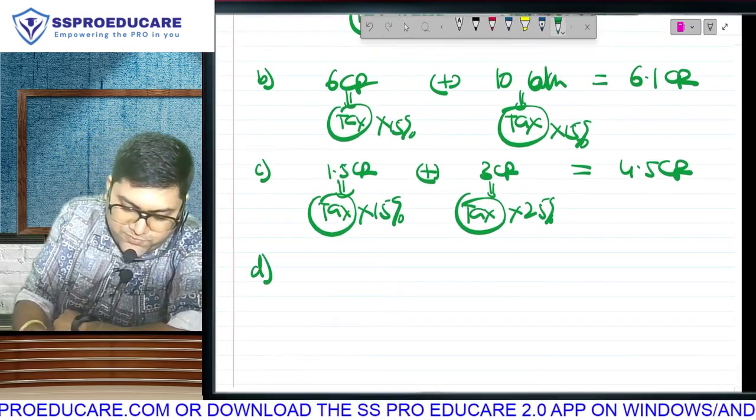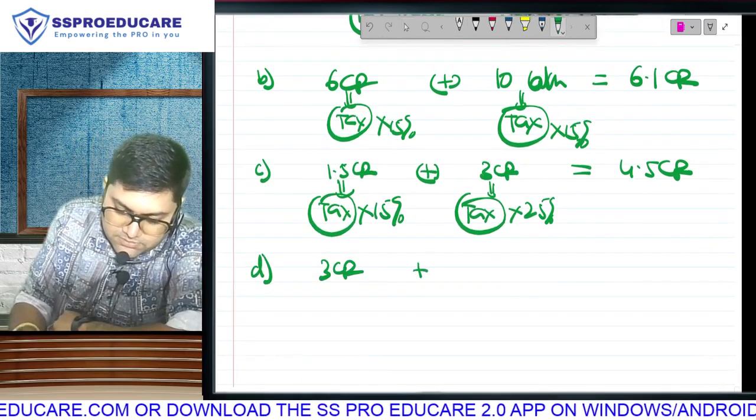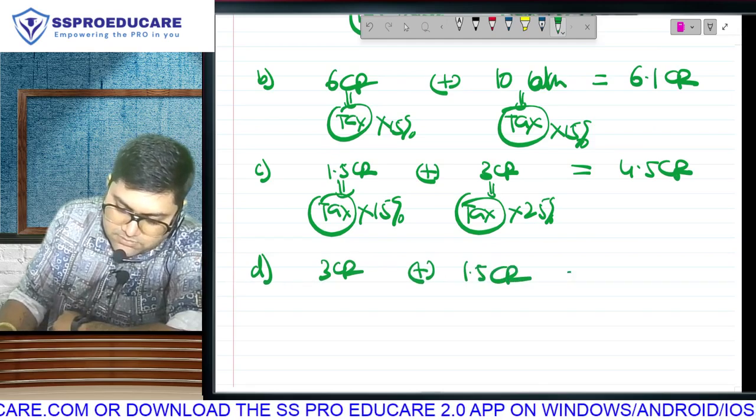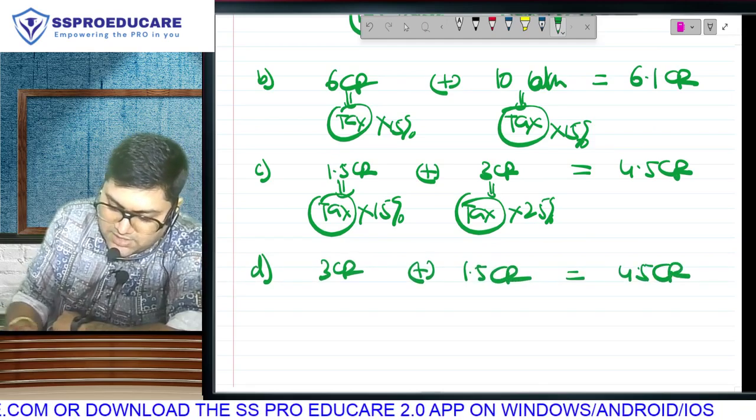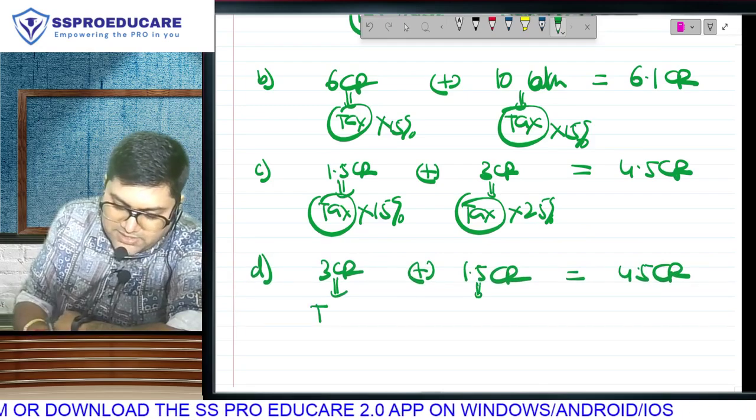Okay. This full thing you will solve. Okay, total is still coming the same. I am only interchanging the two amounts.